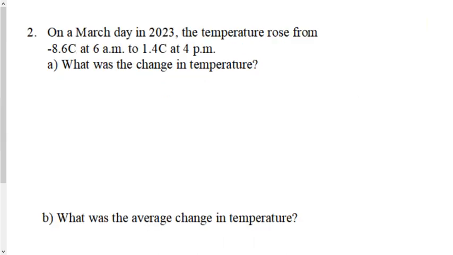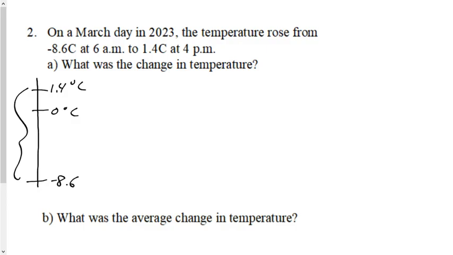Question 2, on a March day in 2023, the temperature rose from negative 8.6 degrees Celsius at 6 to 1.4. What was the change in temperature? A thermometer would be the best thing. Put 0 degrees Celsius here and then 1.4 degrees Celsius here. The difference between the low and the high is what we're looking for, right? What's the change in temperature? Or the difference between the high and the low, or the low and the high.